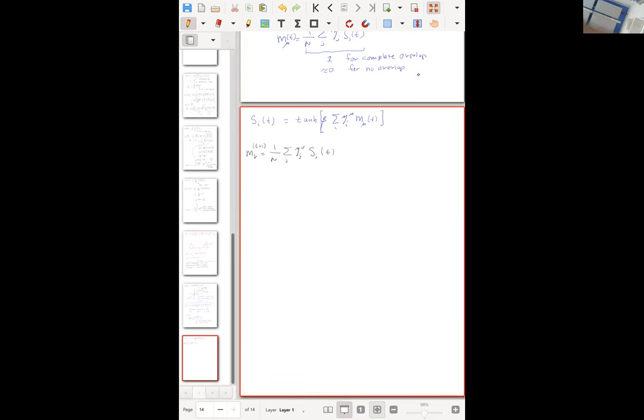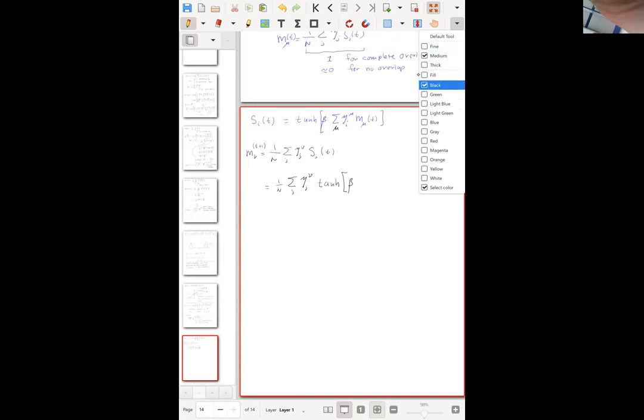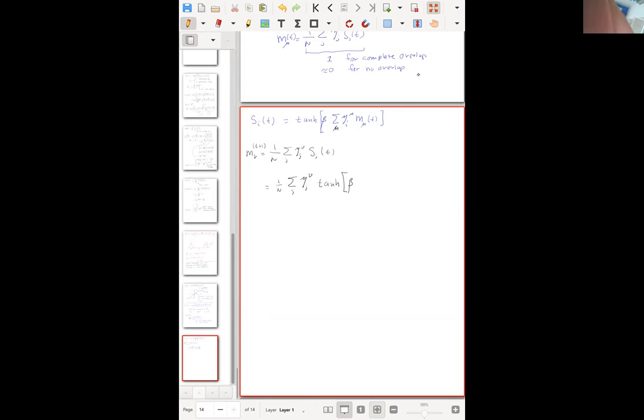And for sj of t, we'll just use this term. So this is equal to 1 over n, the sum on j, of eta j nu tanh of beta, the sum on mu, eta j mu, m mu of t. So m nu of t plus 1. Okay. So this is now.